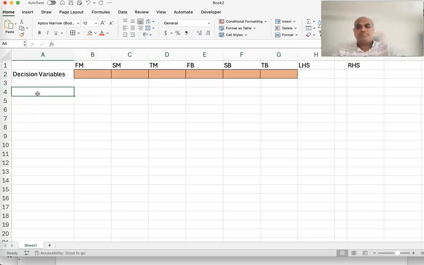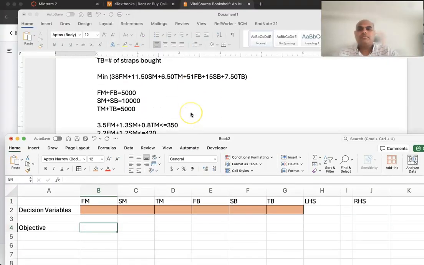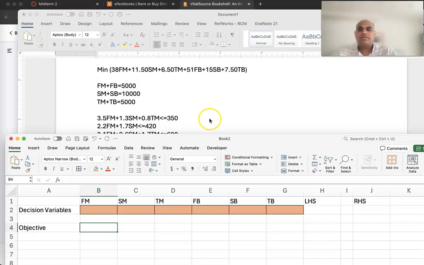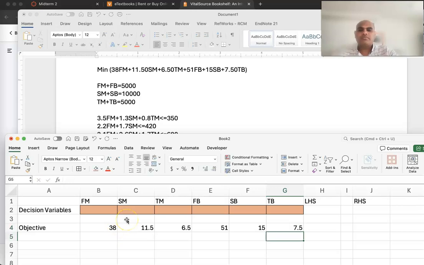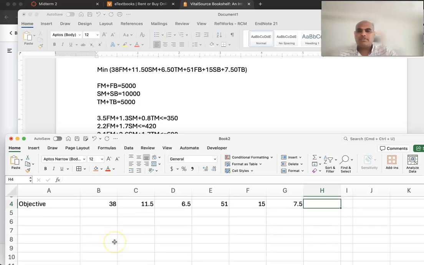Let's write the objective. The objective, that's the cost. Okay, good. So we have $38, $11.50, $6.50, $51, $15, and $7.50. So we have the objective function numbers. The objective function will be right there, right? I'm going to color that afterwards.